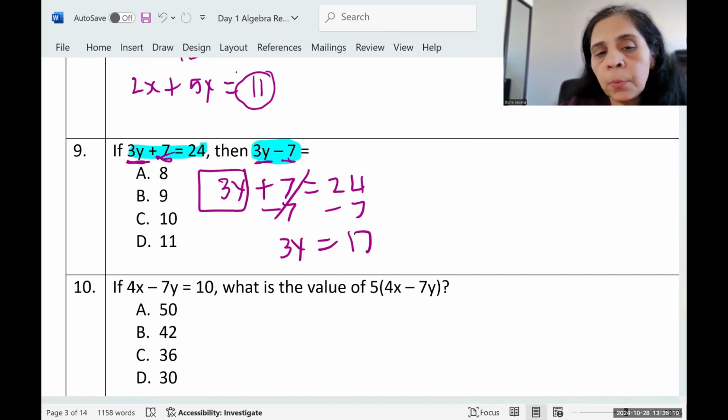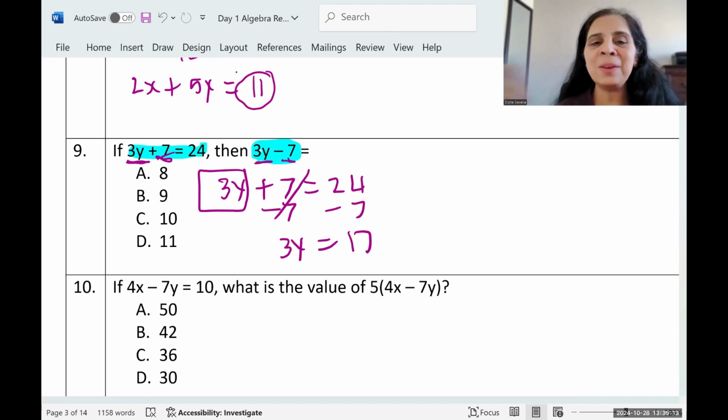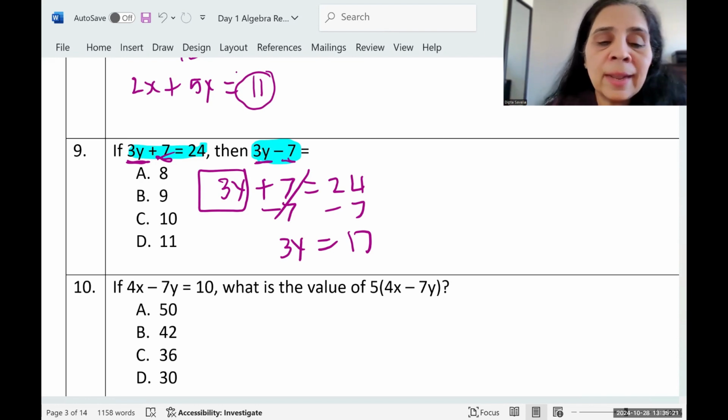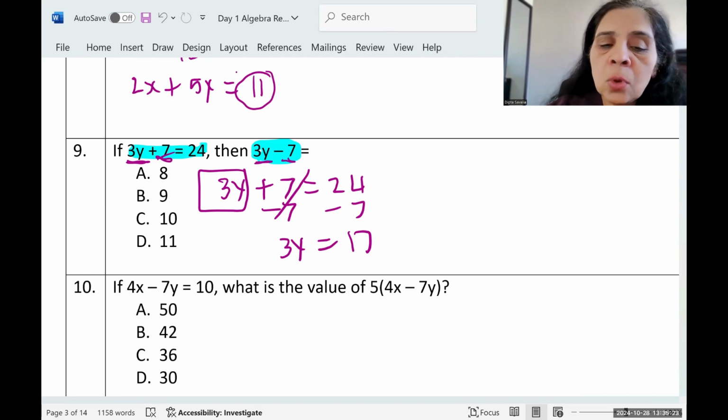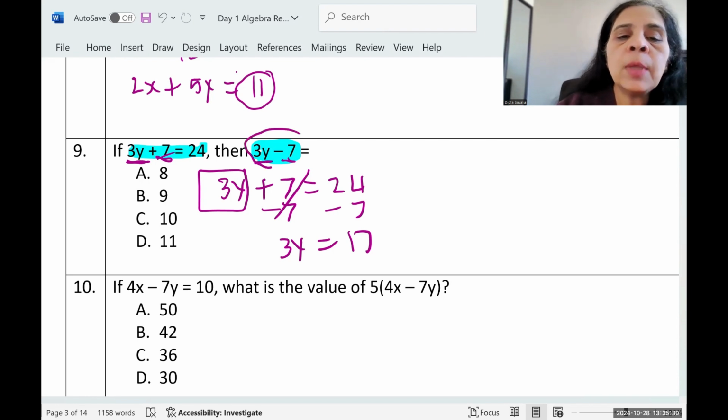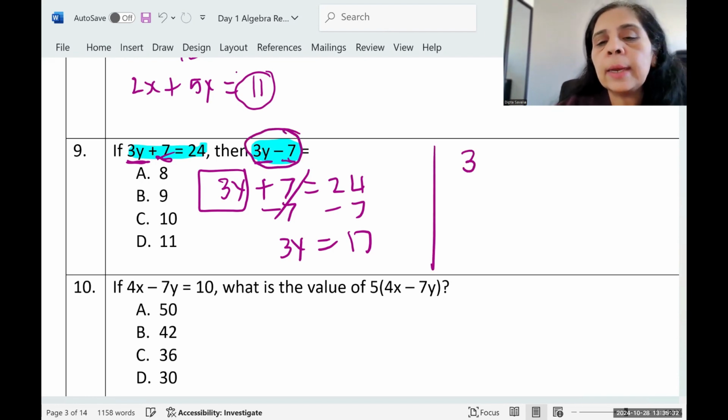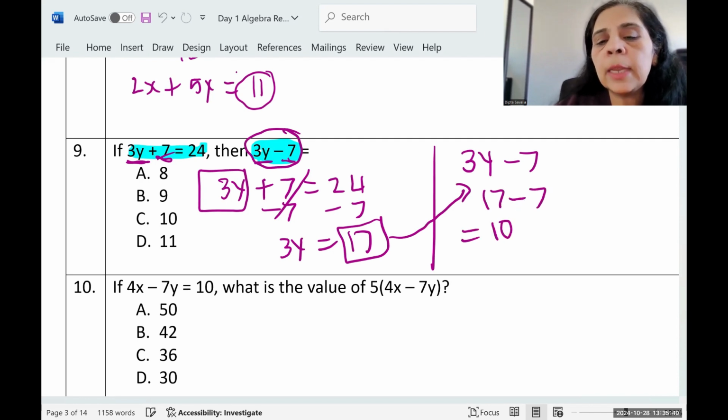Now, if you divide by 3, you can do it, but again, you will get fractions. So we will try to keep away from fractions, decimals, and negative numbers, if we have a choice, right? If you want to solve for y, you will get a fraction, right? So we will not do that because again, we are looking for 3y, right? So directly we can just plug in. So instead of 3y, we can write 17 minus 7 is 10, and that's it.